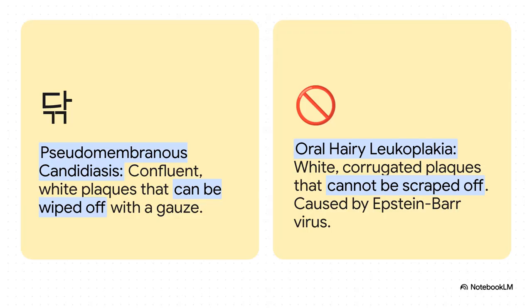But here's a key contrast. While thrush wipes right off, oral hairy leukoplakia does not. You can't scrape this one off. It's caused by the Epstein-Barr virus and often shows up as these white, kind of wrinkly patches on the side of the tongue, especially in patients who are immunosuppressed, like from HIV. That inability to scrape it off is the key thing that tells you it's not thrush.